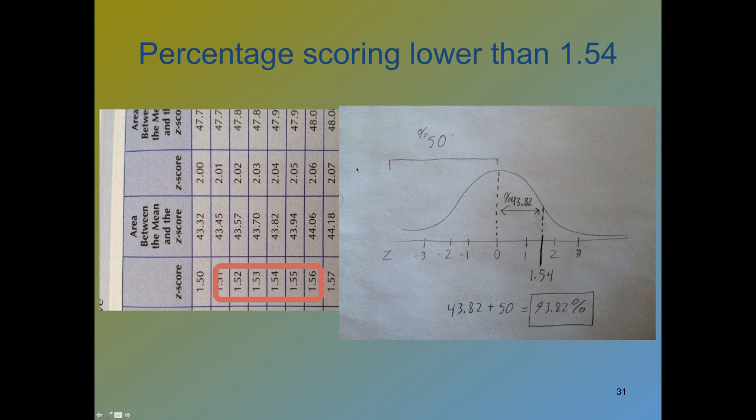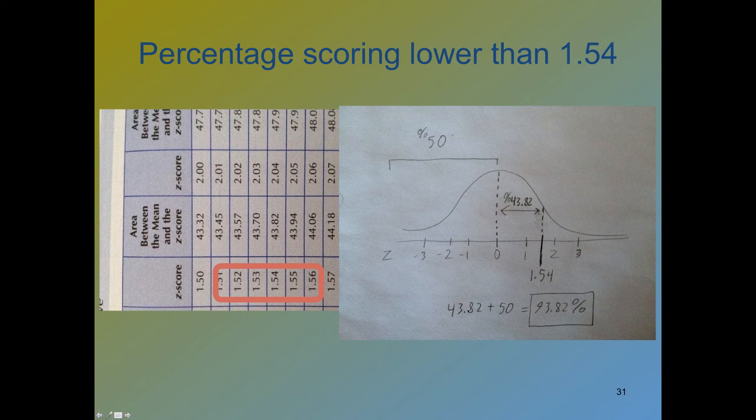So now let's solve this. So this is actually out of your book. I found 1.54 right here, and then you go right next to it, and you're going to see that it corresponds to an area of 43.82%. Again, this is the area between the mean and the z-score. This is your mean and the z-score. But the question was to find the area that is less than 1.54.